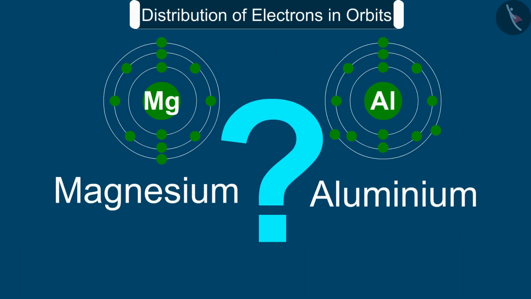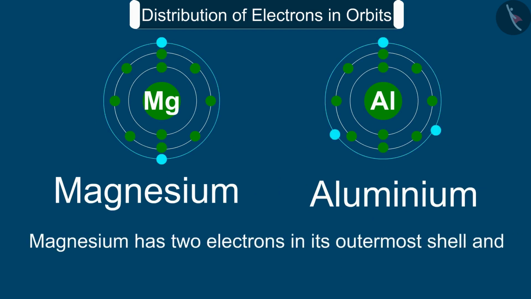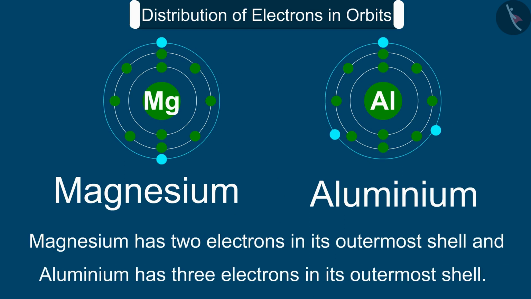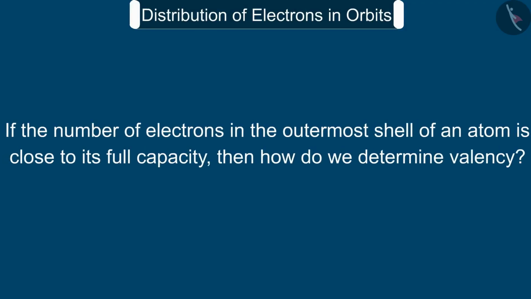Can you tell what is the valency of magnesium and aluminium? Absolutely correct. It is 2 and 3 respectively, because magnesium has 2 electrons in its outermost shell and aluminium has 3 electrons in its outermost shell.